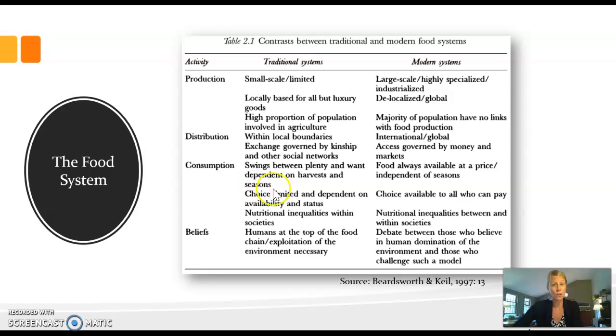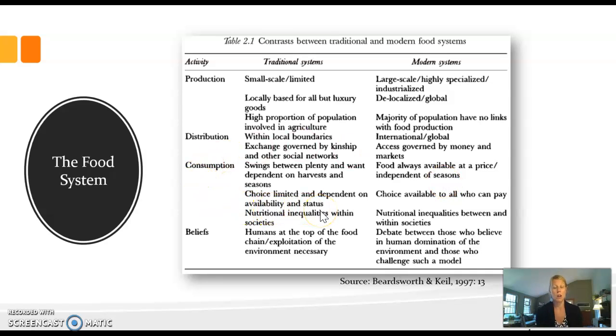Consumption in a traditional food system really swung between plenty and want, depending on how good the harvest was and what the season was offering. Today, in our globalized industrial food system, food is always available at a price, independent of the season. So if you live in the Northeast, you can usually get an avocado, for example, regardless of what the season is, if you have the money to pay for it. So consumption is really very different between the traditional and the modern food system.